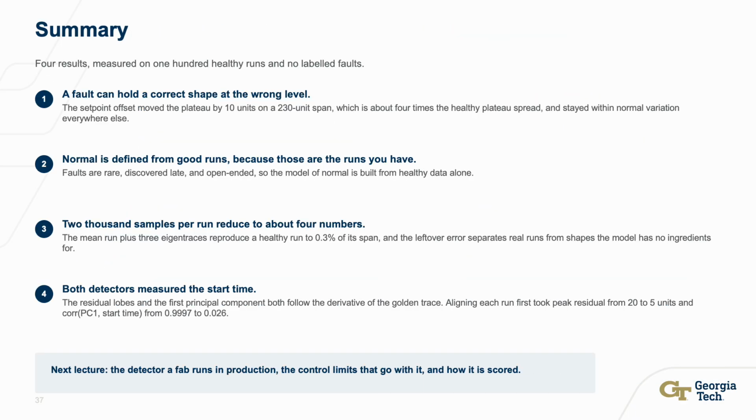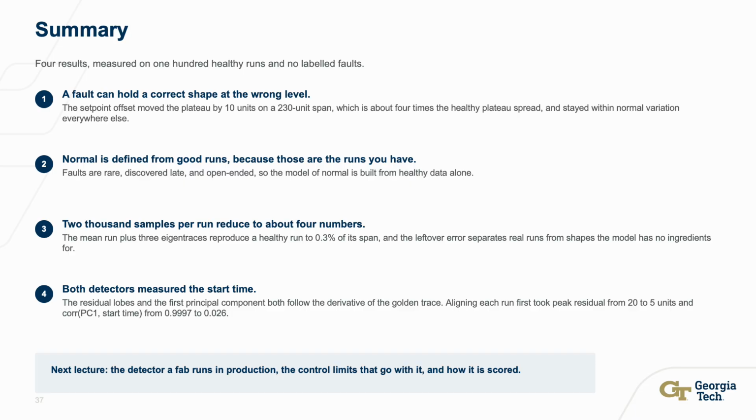4 things to take away, all of them measured on 100 healthy runs with no label faults anywhere. First, a fault can hold a completely correct shape at the wrong level. The set point offset moves the plateau by 10 units on a 230 unit span, about 4 times the healthy plateau spread, and that stayed inside normal variation everywhere else. Anything obvious enough to see by eye had usually already tripped the limit somewhere.